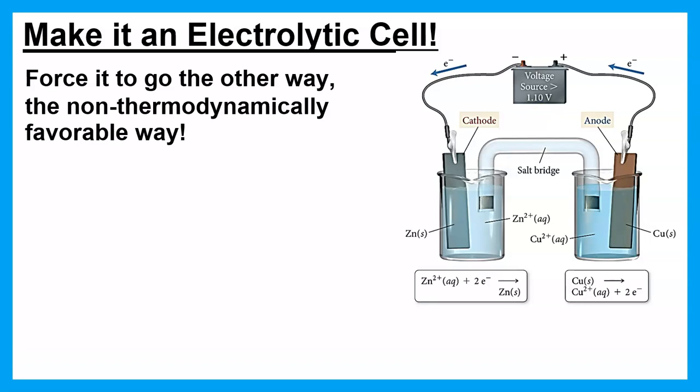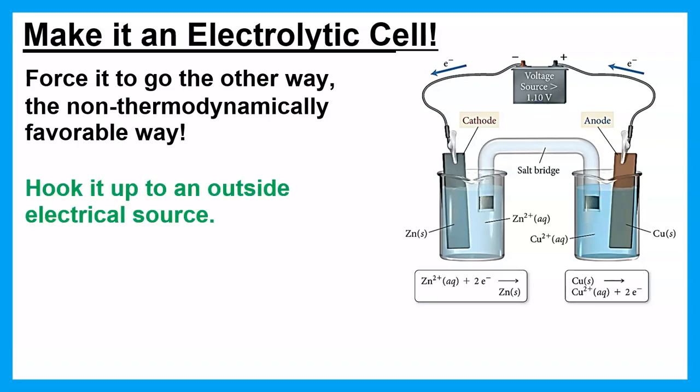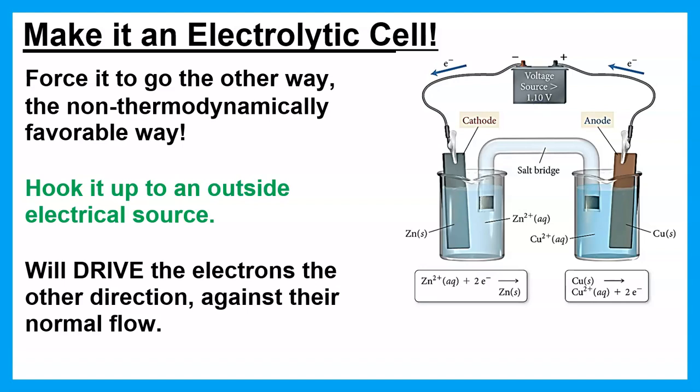Okay, I'm going to force this to go the non-thermodynamically favorable way. Remember, something being non-thermodynamically favorable doesn't mean it can't happen. It means you've got to force it to happen. And that's exactly what I'm going to do. The way we talk about this is we say we're going to drive the electrons the other direction. It's kind of like swimming upstream, isn't it? Naturally, we would float down the river downstream, and instead we're going to be trying to swim the opposite direction, upstream. We're going to drive going up.